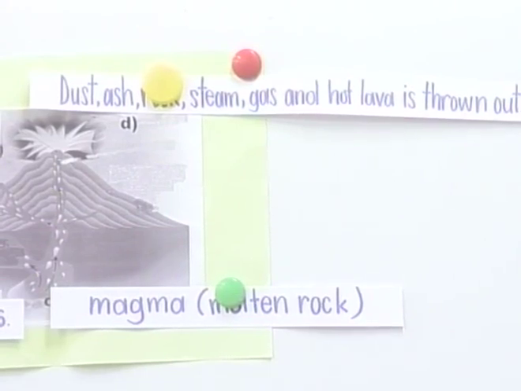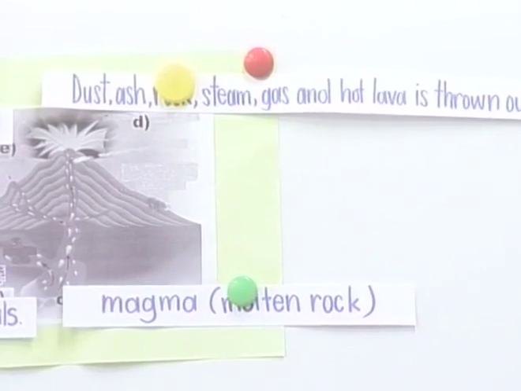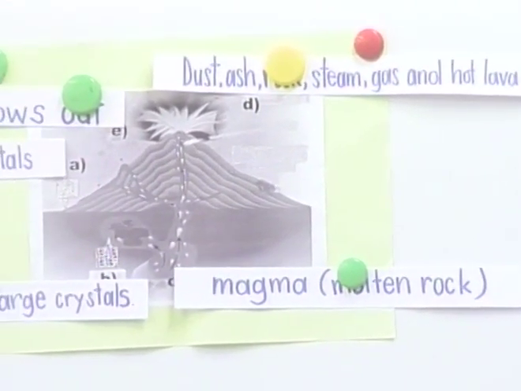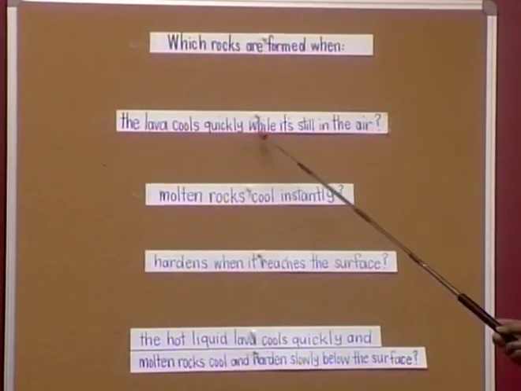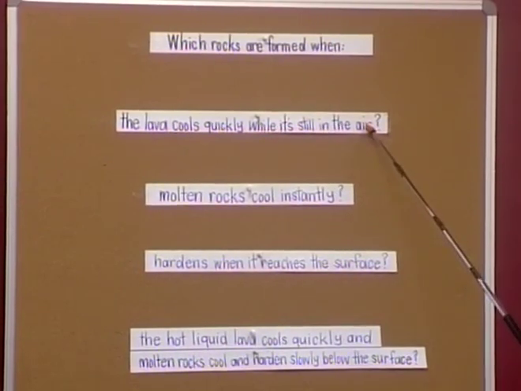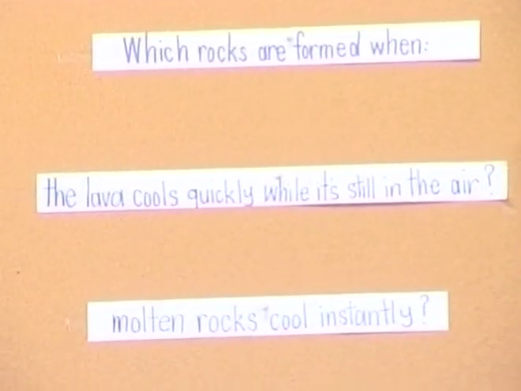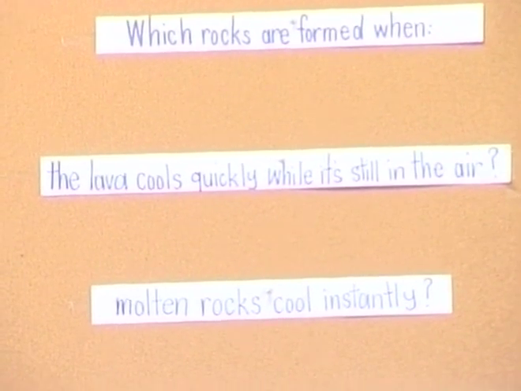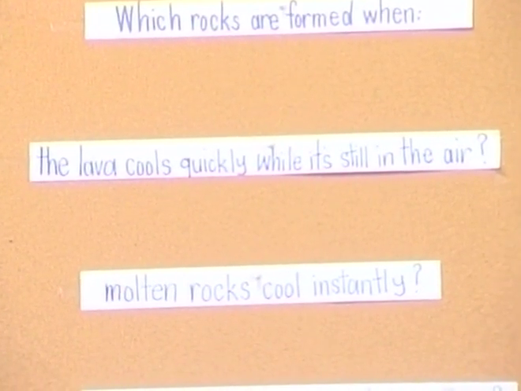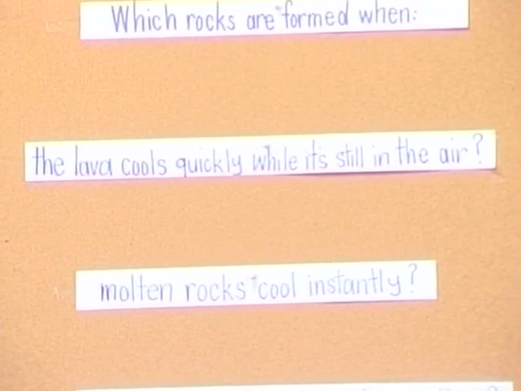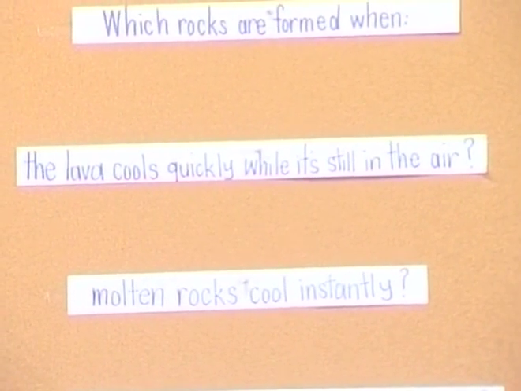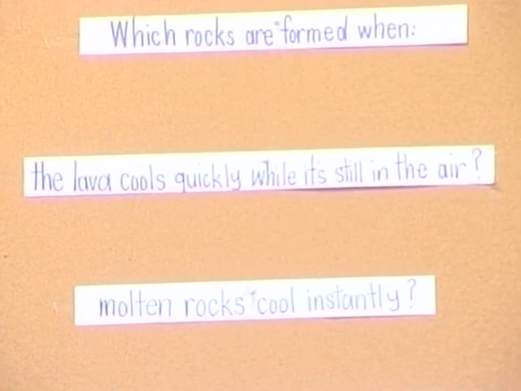Our questions up there. Which rocks are formed when the lava cools quickly while it's still in the air? There are two types of rocks. I'd like Rachel to give us both of them. That saves time. What did you get as your answer, Rachel? Scoria. Very good. Pumice and scoria.